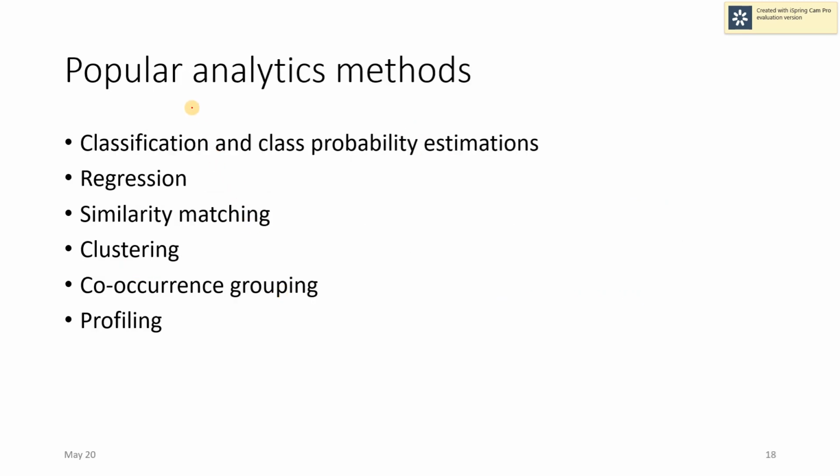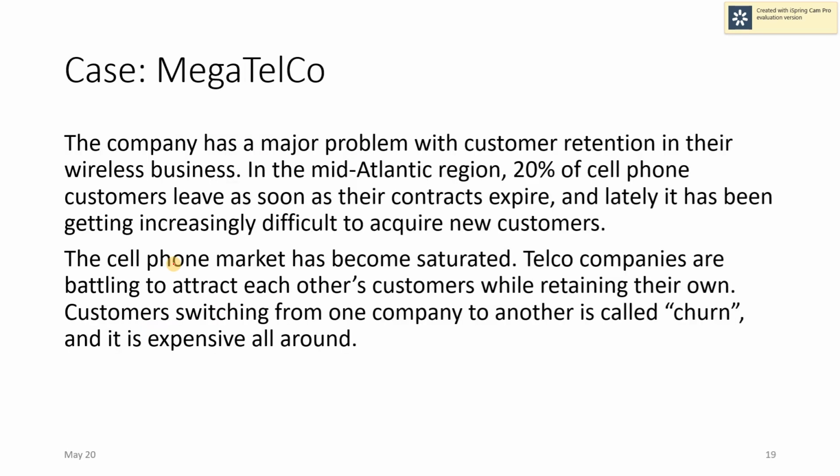So these are the popular analytics methods. You have classification, class probability estimation, which we sometimes call class probability estimation. Next, we have regression. Then we have similarity matching, clustering, co-occurrence grouping, and also profiling. Let us take a look at each and every one of them.